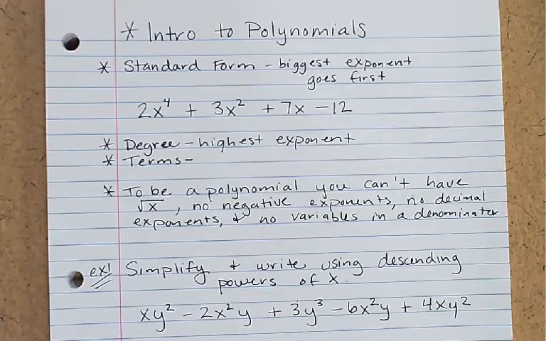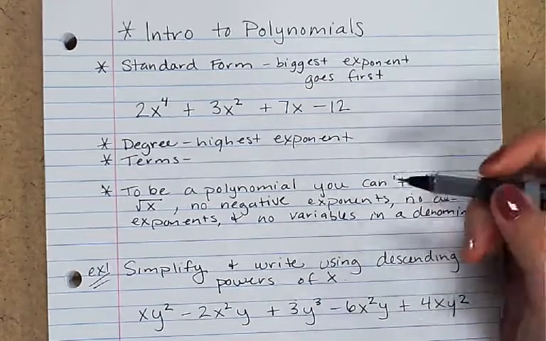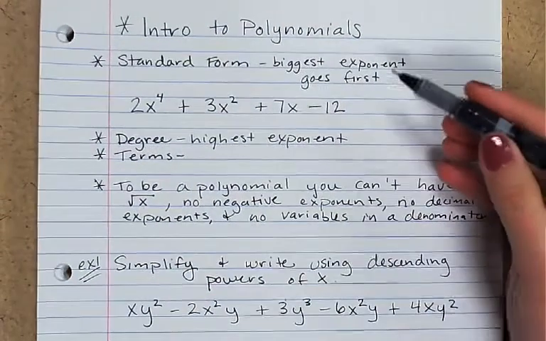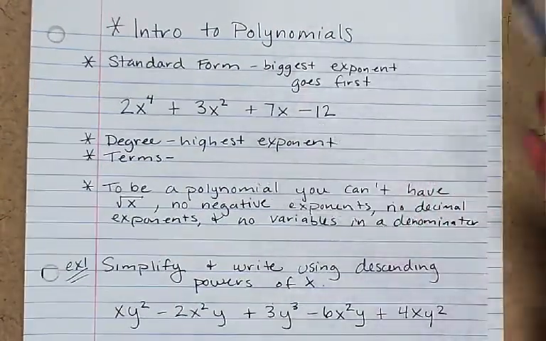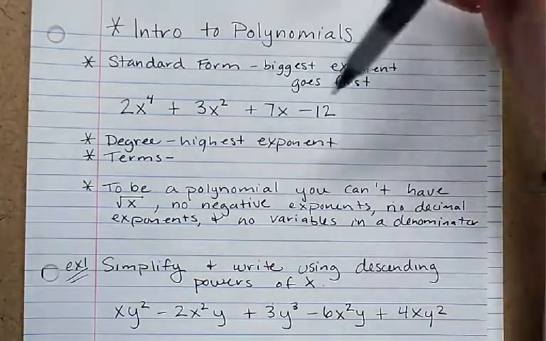This is a review of the Edgenuity lesson, Introduction to Polynomials. When you're writing a polynomial in standard form, what you have to do is list the terms, and the biggest exponent is always what goes first. And then from there, you count down in descending order.